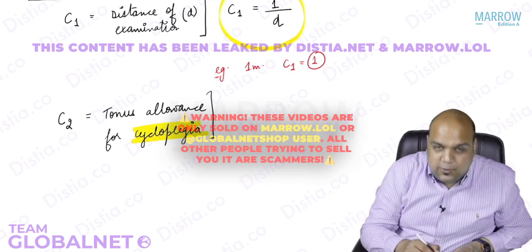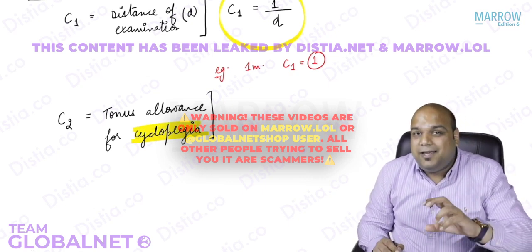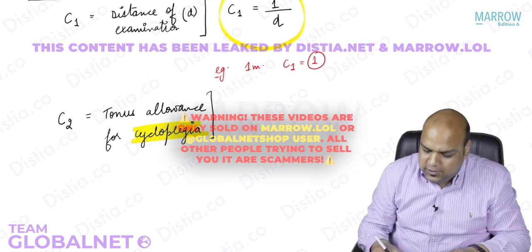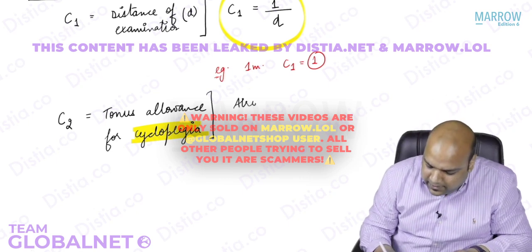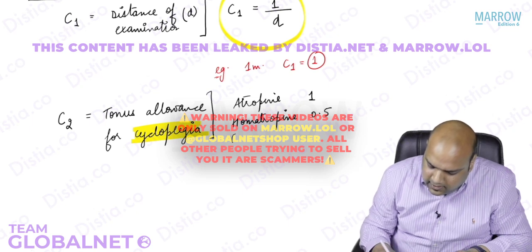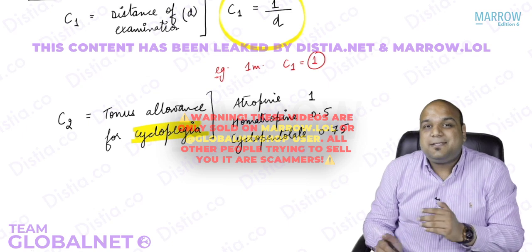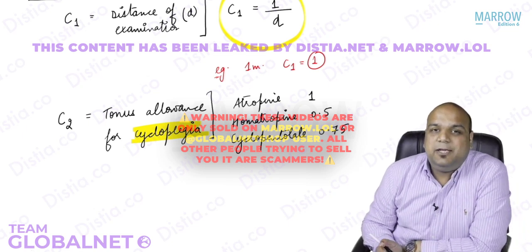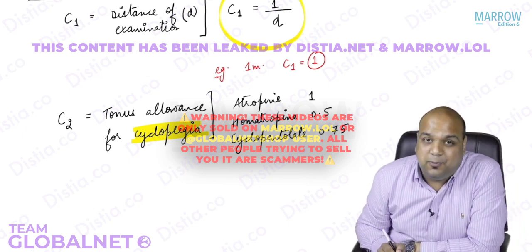Okay, everybody? So when you are doing cycloplegia, there has to be some tonus allowance for the drug used. What is the tonus allowance? Atropine: the correction factor for atropine is 1. Home atropine: the correction factor for home atropine is 0.5, and for cyclopentolate, this is 0.75. So based on the cycloplegic agent used, you have to correct the retinoscopy finding.